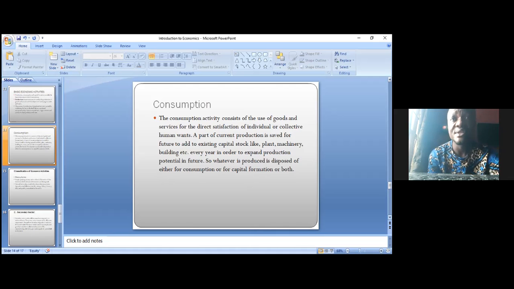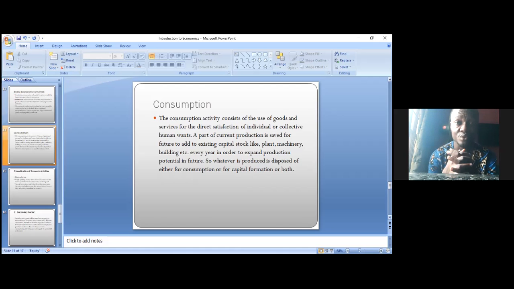Part of the goods and services they are producing, they have to save in order to buy something in the long run. So if you are talking about what to buy in the long run, you are talking about the capital stock. What are those things they've saved? What are those products? Part of the production that they have, what are those ones they've saved? That's the capital stock, like plants, machinery, buildings, every year, in order to expand production potential in future.